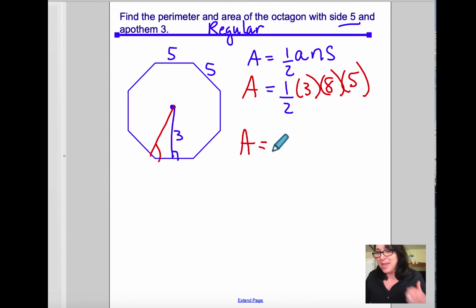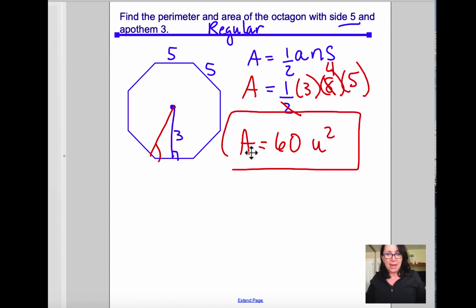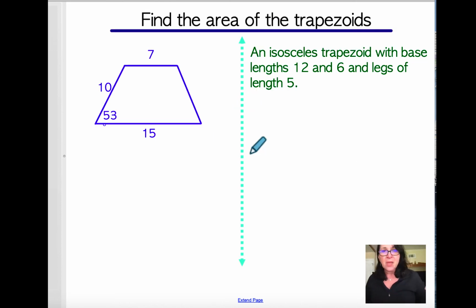So the area of this shape is half of 8, which is 4. 4 times 3 is 12. 12 times 5 is 60. So we have 60 units squared, and that's going to be the area of this shape.